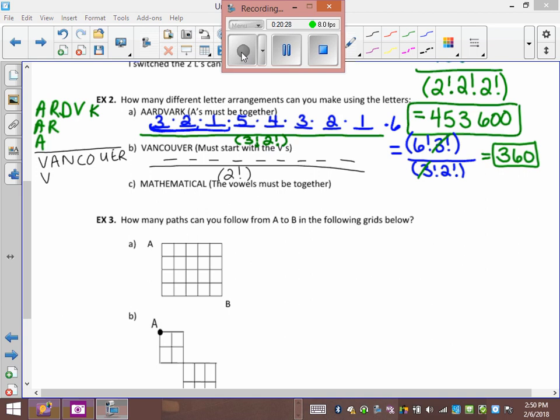Must start with the V's. So I have 2 V's. So 2, 1. Can I move them at all? Does it say they have to be together? It just says they have to start. 7, 6, 5, 4, 3, 2, 1. So it's 5,040.